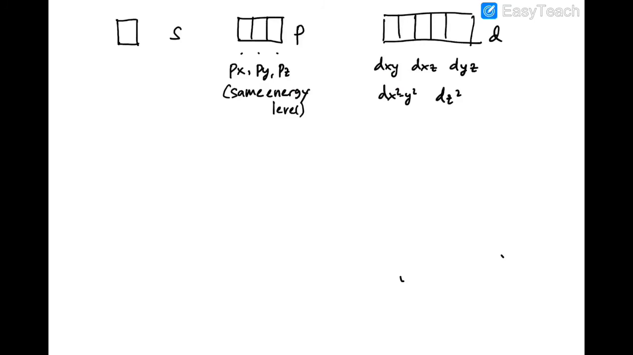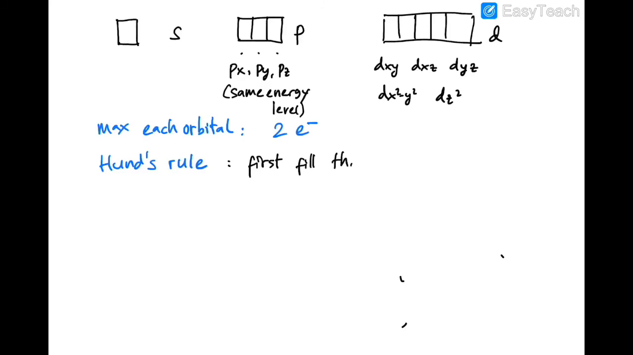Now, within each orbital, we can only fit 2 electrons. So the maximum for each orbital is 2 electrons. And Hund's rule, named after a German scientist, Friedrich Hund. According to his experiments, it was found that the electrons will first fill the empty orbitals instead of pairing up.